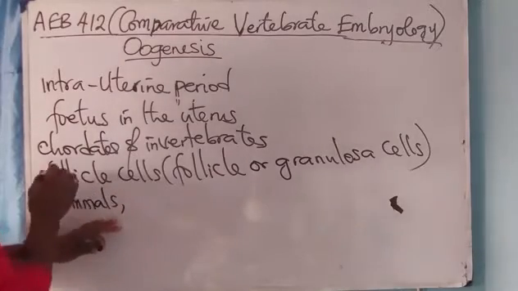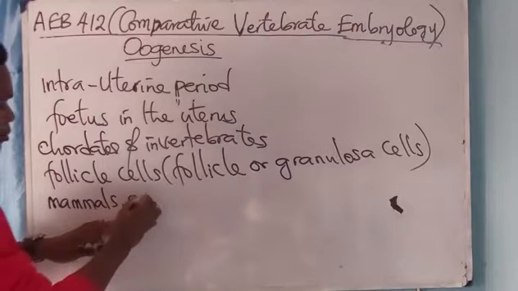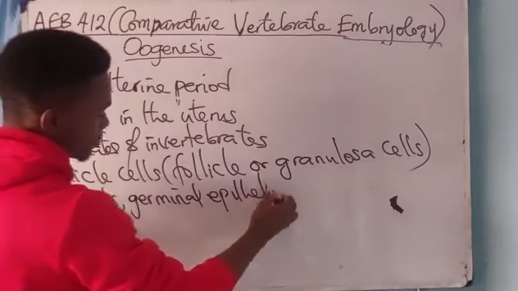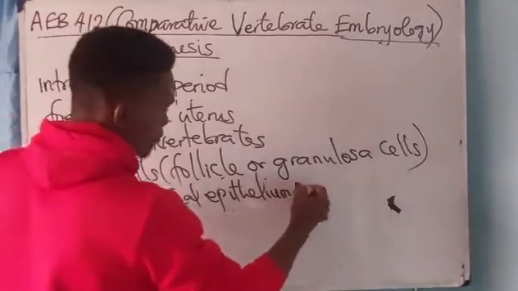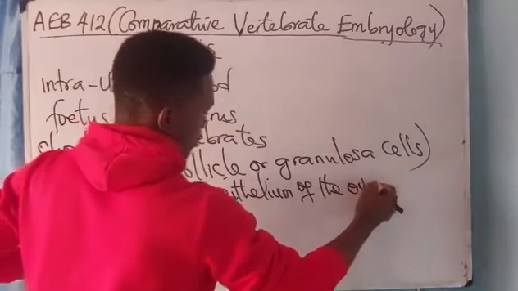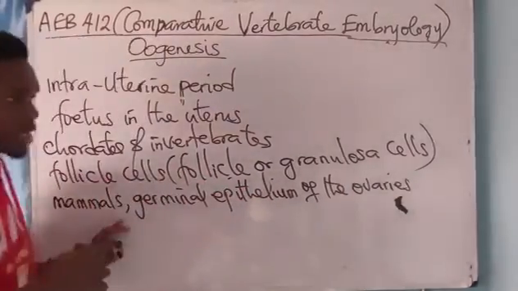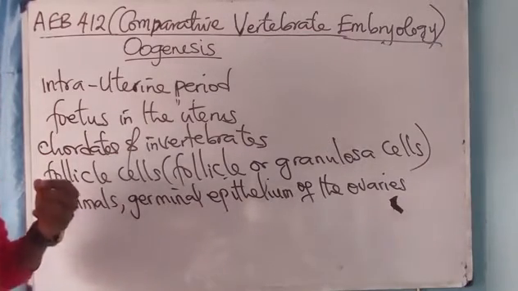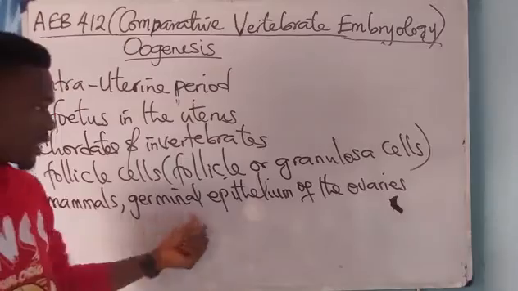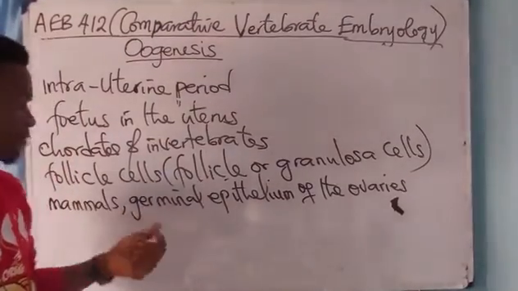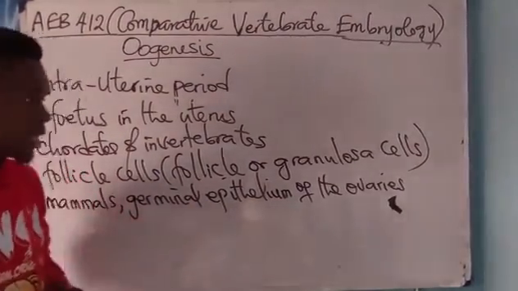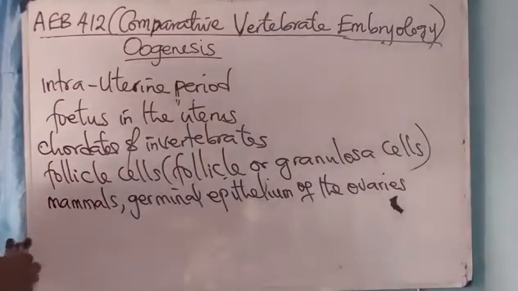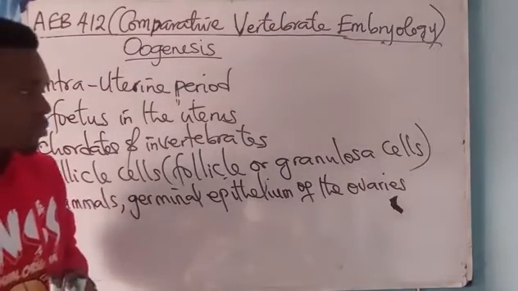Now, in mammals, these oocytes are derived from the germinal epithelium of the ovaries. I told us in our initial class that the primordial germ cells are derived from the germinal epithelium cells. Now, during the maturity of the oocytes, as soon as it approaches maturity, there is a cavity.